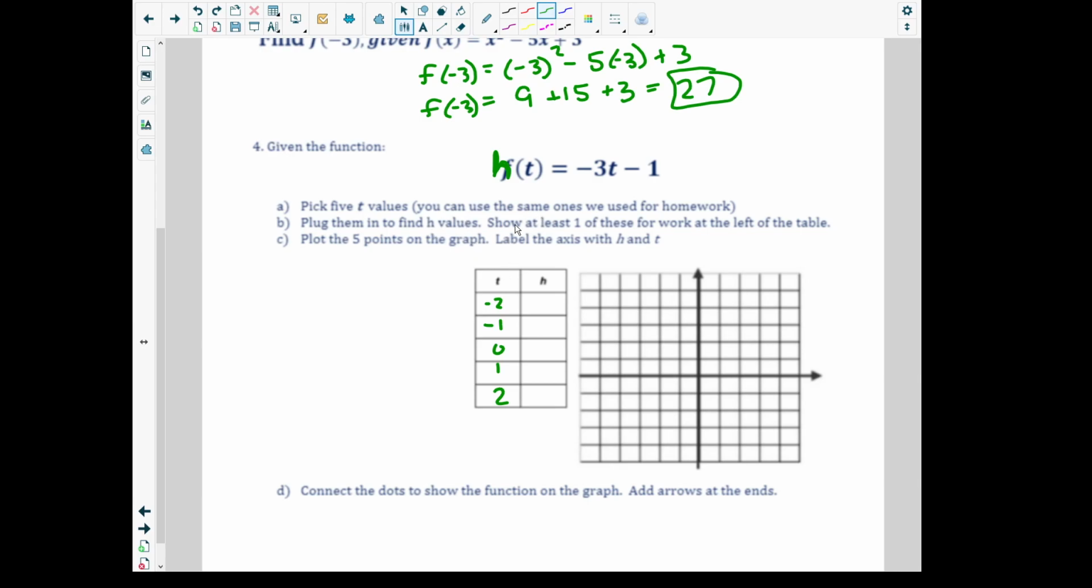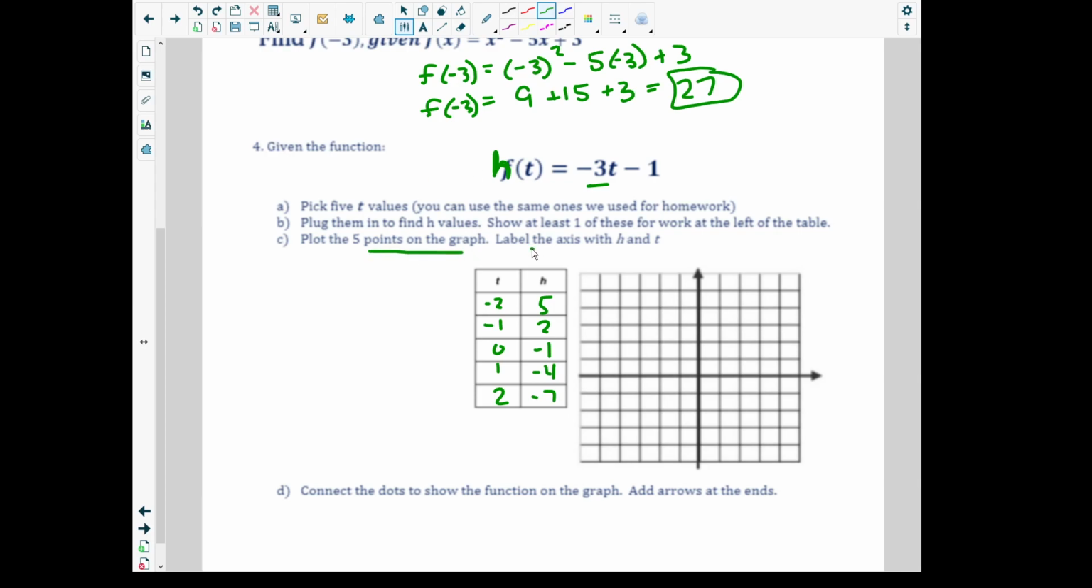So we put the 5 values in, now plug them in. When I plug them in, I'm not going to go quickly here just because it's a long problem, but negative 3 times negative 2 is positive 6, minus 1 is positive 5, right? Negative 1 times negative 3 is positive 3, minus 1 is 2. 0, that's negative 1. 1, that's negative 3 minus 1 is negative 4. And 2, that's minus 6 minus 1 is negative 7, right?